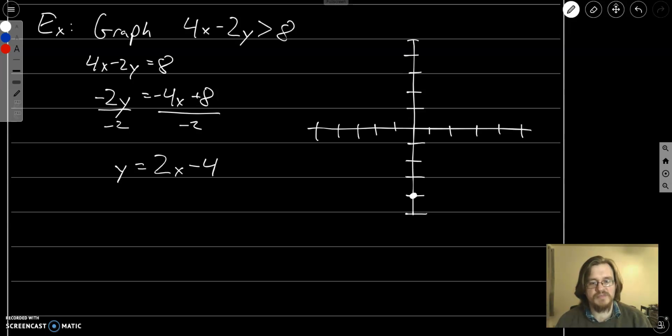So we will go up 2 and over 1. Up 2 and over 1. So this is going to be our line. It's going to pass right through these points. Let's come back and look at our original inequality sign, though. And because it's strictly greater than, we are going to do a dashed line.